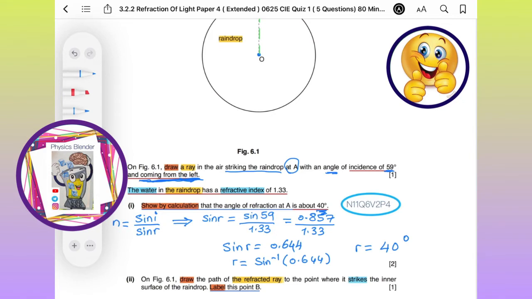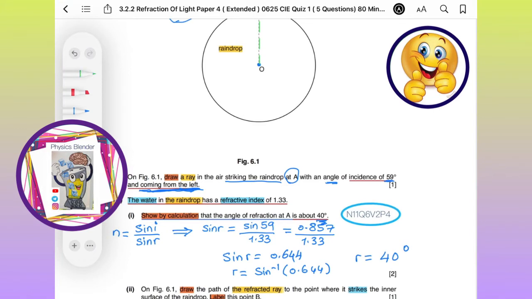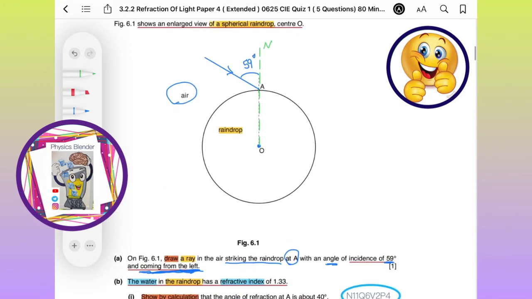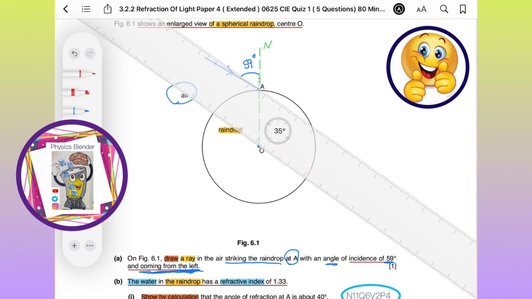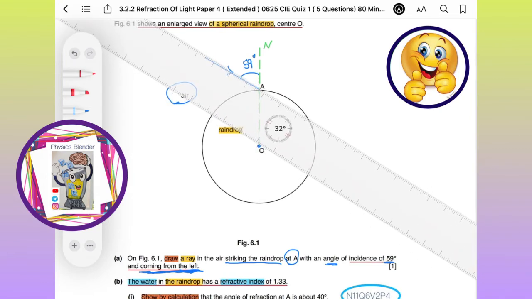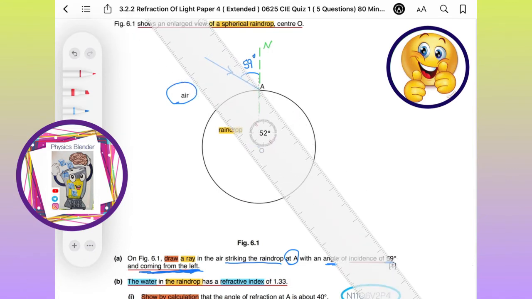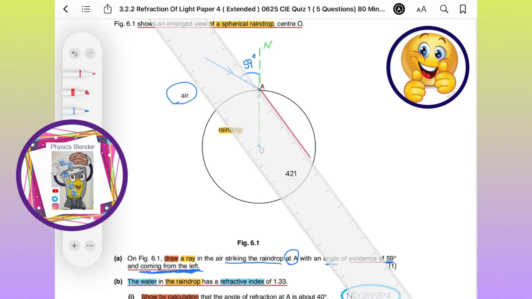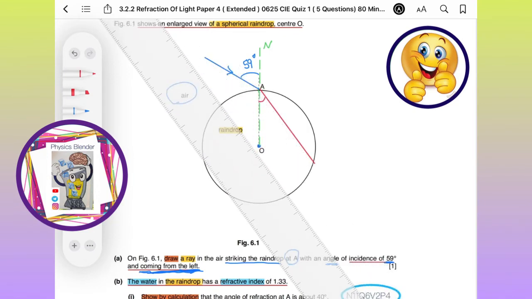Okay, on the figure now, you have to draw the path of the refracted ray to the point where it strikes the inner surface of the drop and label this point B. So now we will refract. This will not continue in this direction. It will be refracted towards the normal at an angle 40. So we will draw it like this, and this angle is 40. This point is labeled B.